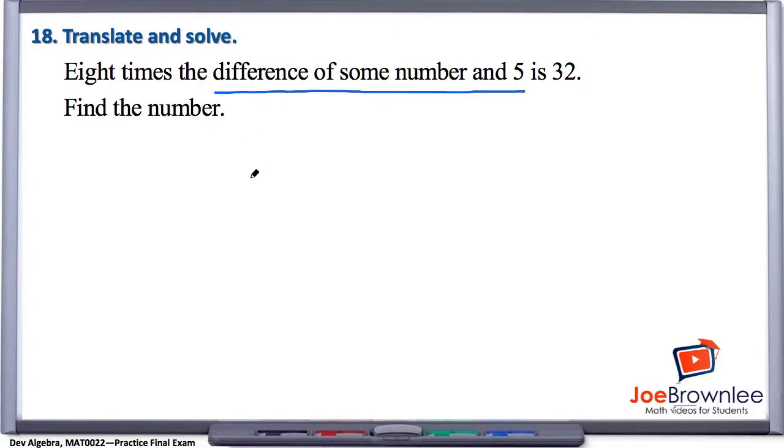So we have the difference, so we know we're subtracting, of some number, so this is our unknown, and we're going to use x to represent that unknown. So the difference of some number and 5. And what we want to do is take this quantity, whatever the difference of this unknown number and 5 is, and multiply it by 8 because it says 8 times this thing. All right, so 8 times quantity x minus 5 is, and whenever you see the word is, think equals, 32. So when we translate this sentence from words to symbols, we end up with 8 times quantity x minus 5 equals 32, and we're told now to solve or find the number.